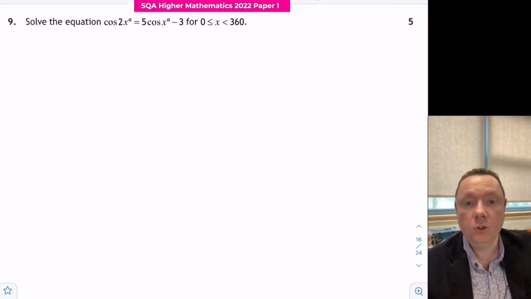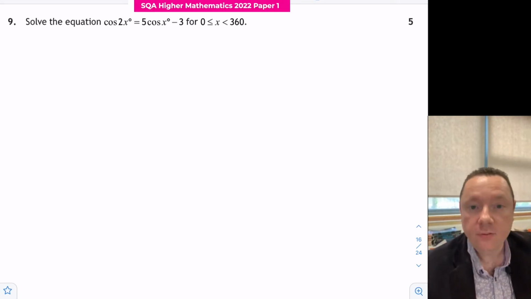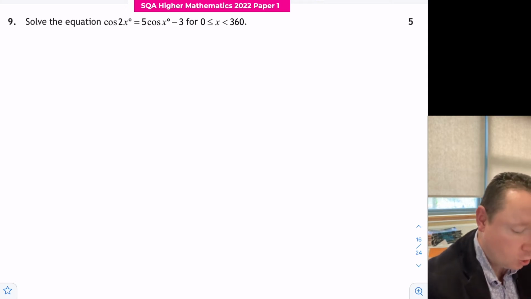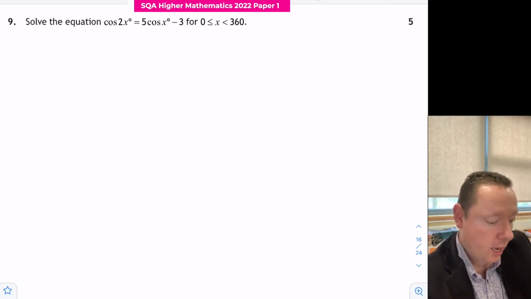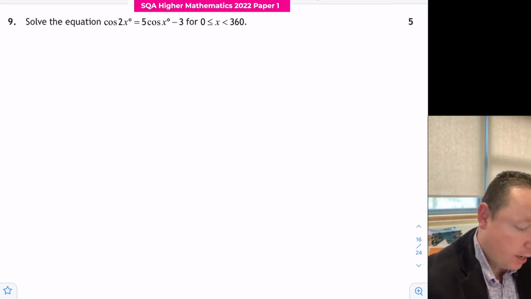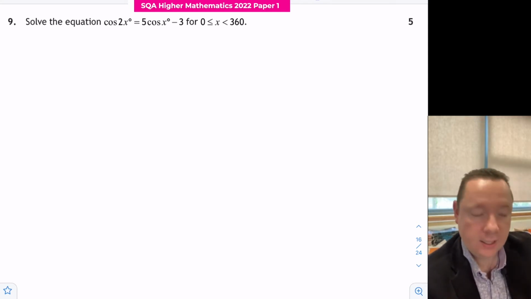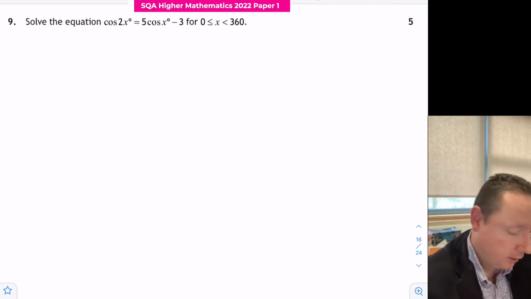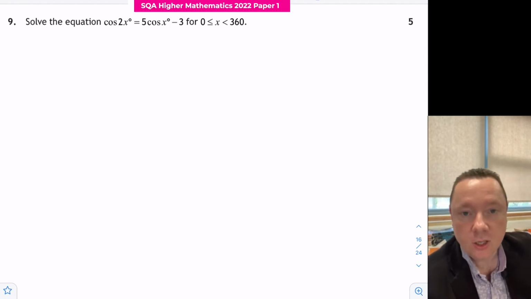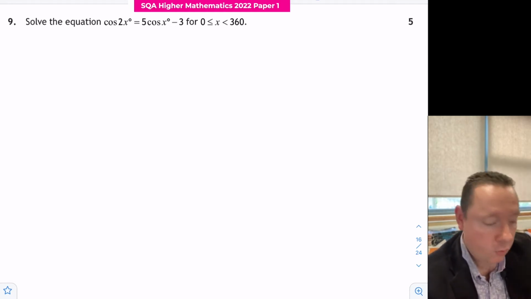2022 Paper 1, Question 9 for Higher Maths says, solve the equation cos 2x = 5 cos x − 3 for x between 0 and 360, but not including 360. So this is a standard trig equation question where we have to use the double angle formula.